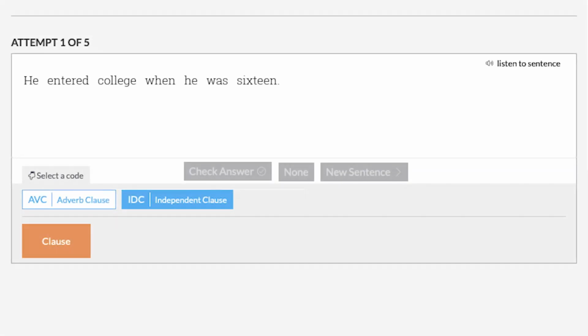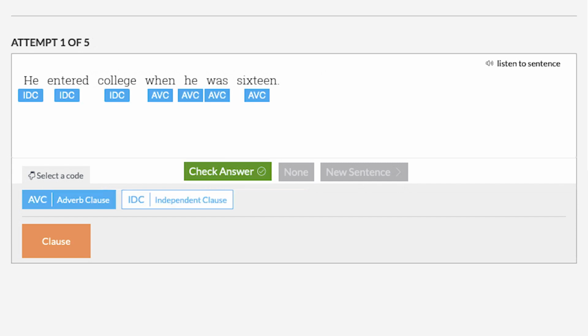An example of a complex sentence with an adverb clause that answers the question when. He entered college when he was 16. He entered college is an independent clause. When he was 16 is a dependent clause functioning as an adverb. The word when is a subordinating conjunction introducing the dependent clause and making the clause an incomplete thought.